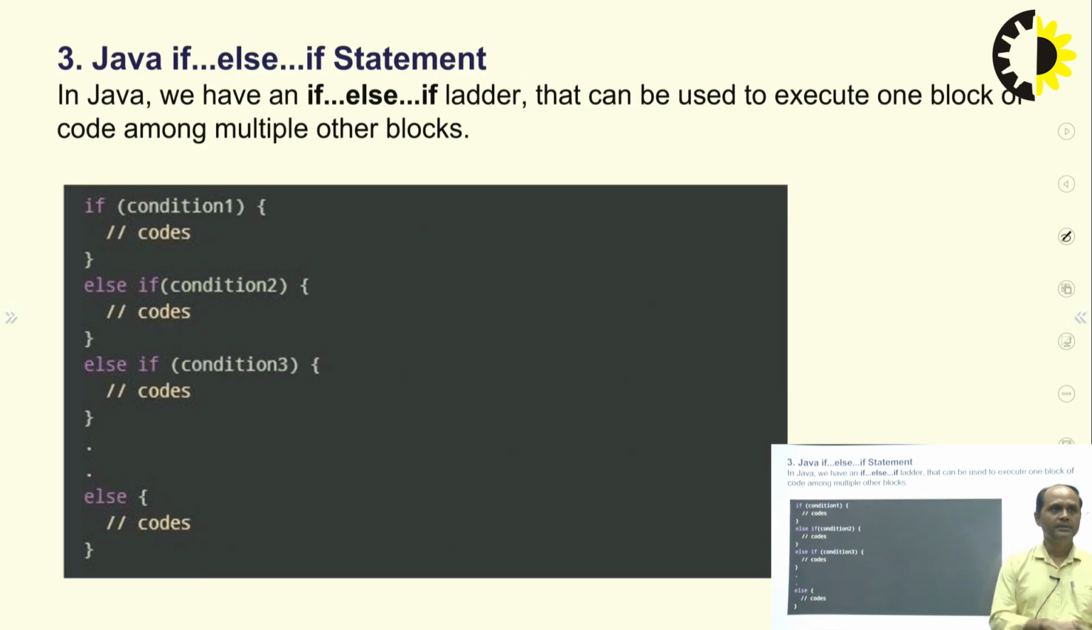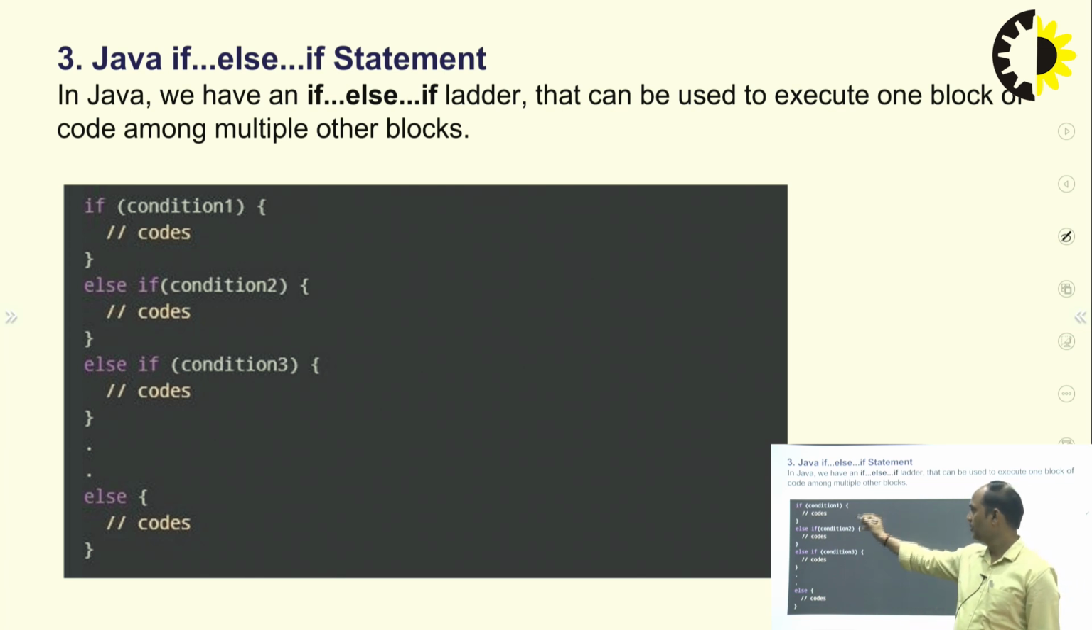So, if-else statements. In Java, we have an if-else-if ladder that can be used to execute one block of code among multiple other blocks. What do you mean by multiple other blocks? Suppose we have an if statement and more than one else-if condition, then we can use this type of code in programming.